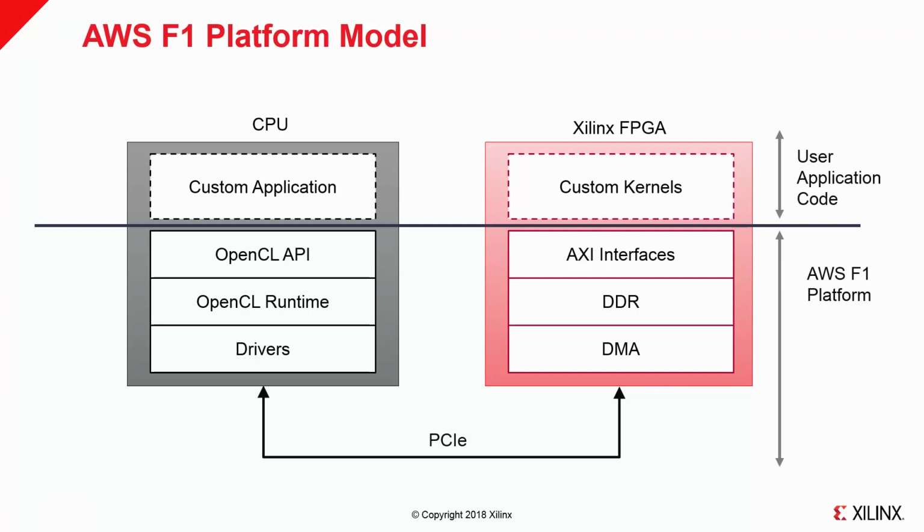Amazon and Xilinx have tightly collaborated to make this platform as performant, robust, and easy to use as possible. By using standard OpenCL and AXI interfaces, F1 hides the complexity involved in building a heterogeneous platform and lets developers focus on what matters most, accelerating their code.